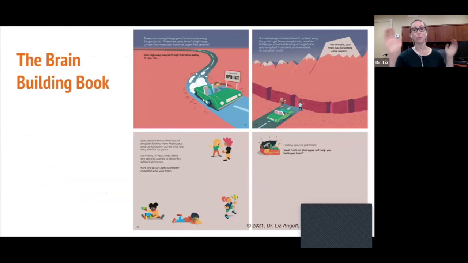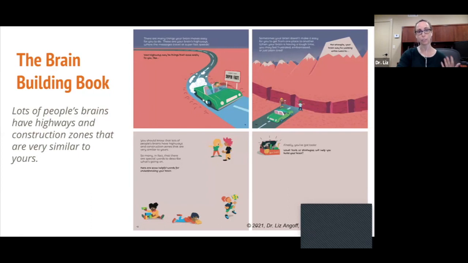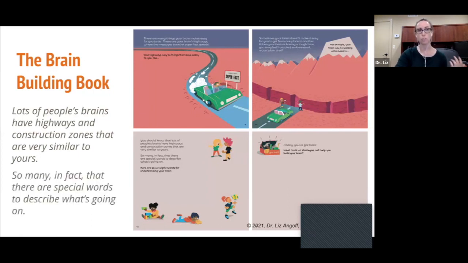If you're using the brain building book, you have already documented this with the child. It's already down. So these are the pages that you're going back and looking at. You have your highways all written down with the child, and you have your construction zones, or the things that are hard that they're working on, written down. And the page that you're getting to is this page here that has this language baked in. So lots of people's brains have highways and construction zones that are very similar to yours. So many, in fact, that there are special words to describe what's going on. And again, this might be the diagnosis, or it might be another special word that kind of connects those things. But we have already put the building blocks in place with the child, and now we're going to kind of bring them together.